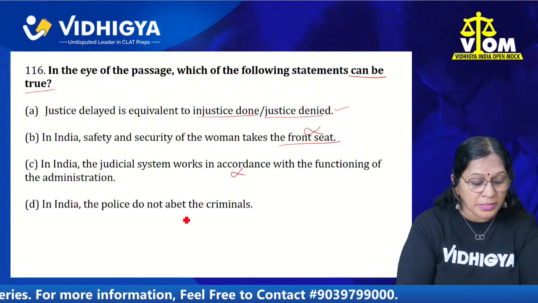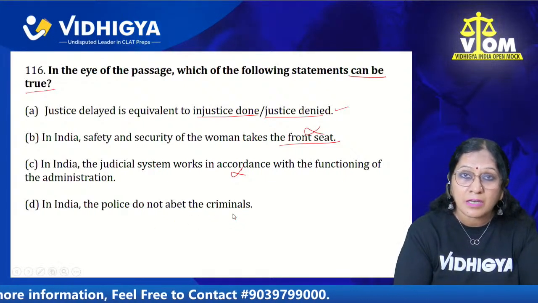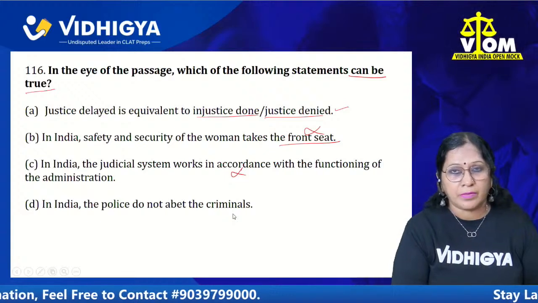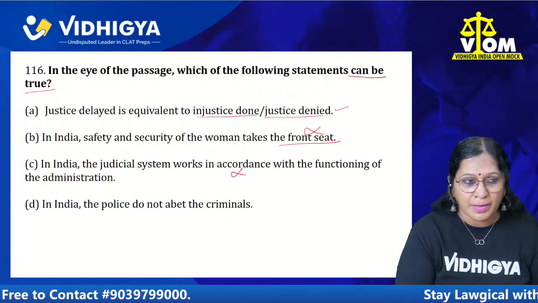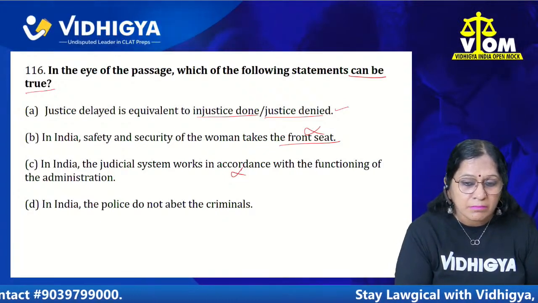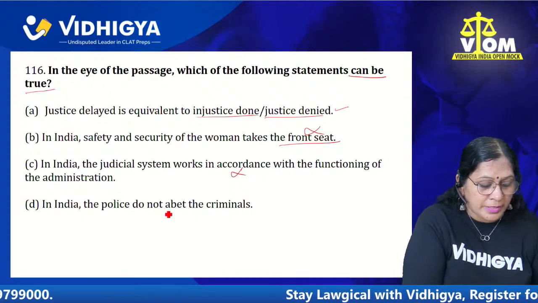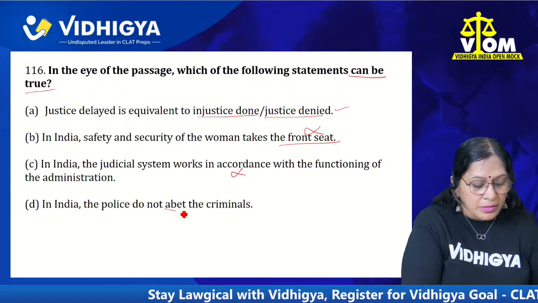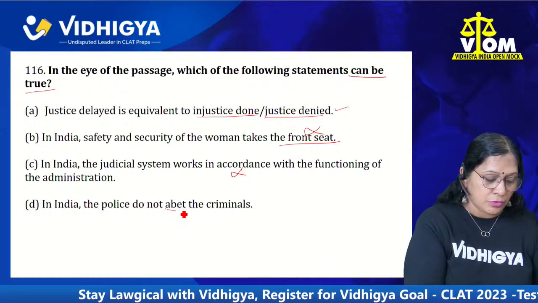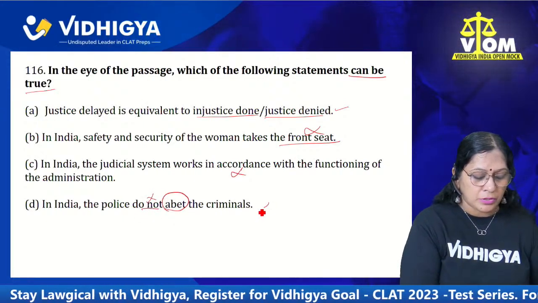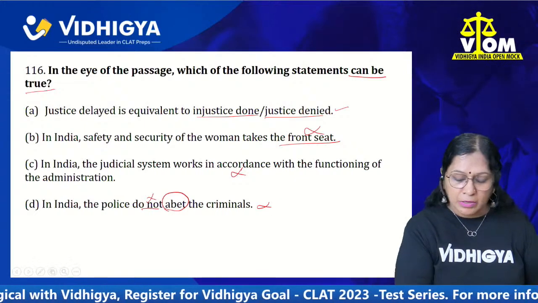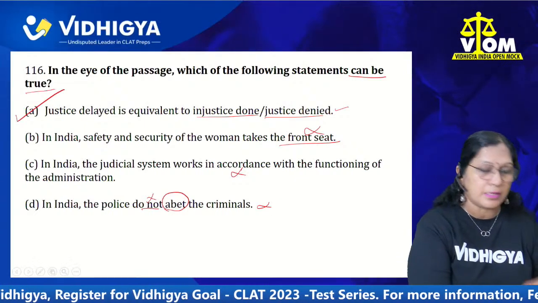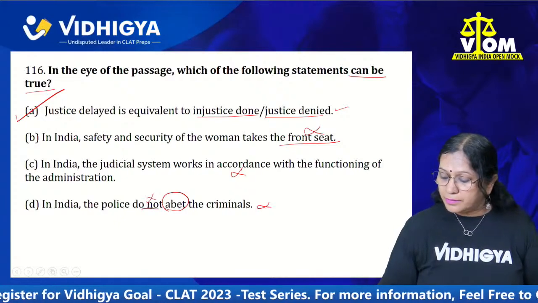And in India, the police do not abet the criminals. Abet is to help the people in the crime. So as we saw in the paragraph, the policeman did not actually write properly the complaint. So do not will be out. So this sentence out, B, C, and D out, we have A as the answer. Right?